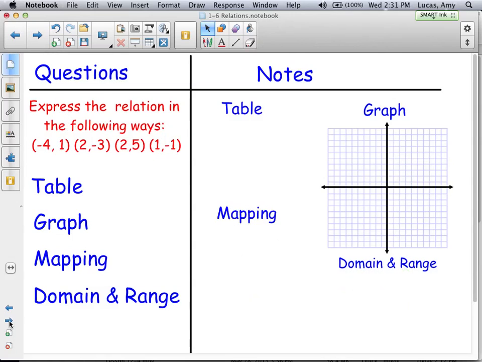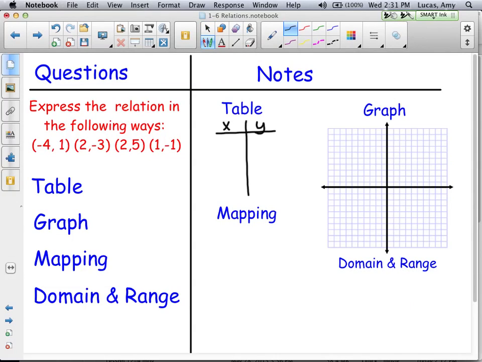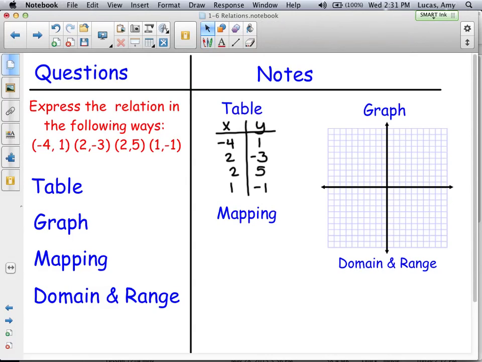Here's another one for more practice. So the table again, -4, 1, 2, -3, 2, 5, 1, -1. Graphing those, -4, 1, 2, -3, 2, 5, and 1, -1.